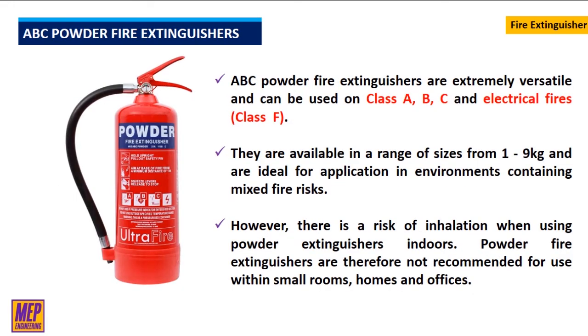ABC powder fire extinguishers are extremely versatile and can be used on Class A, B, C and electrical fires. They are available in a range of sizes from 1 to 9 kilograms and are ideal for application in environments containing mixed fire risks. However, there is a risk of inhalation when using powder extinguishers indoors. Powder fire extinguishers are therefore not recommended for use within small rooms, homes and offices.